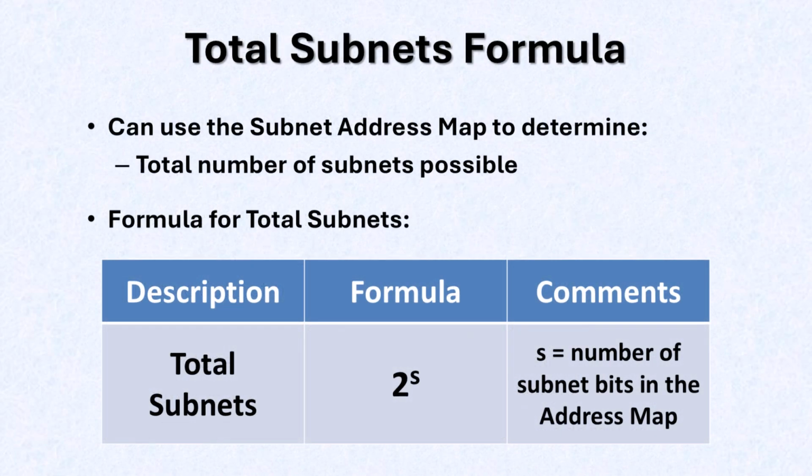We can use the subnet address map, or simply address map, to extract the total number of subnets possible. The formula for total subnets is 2 to the s, where s is the number of subnet bits in the subnet address map. Subnet bits are represented using the letter S in the address map.